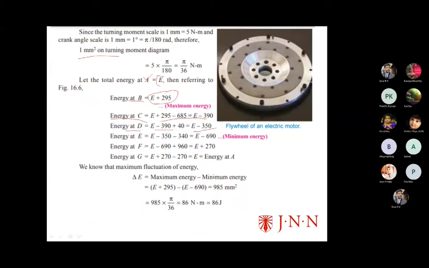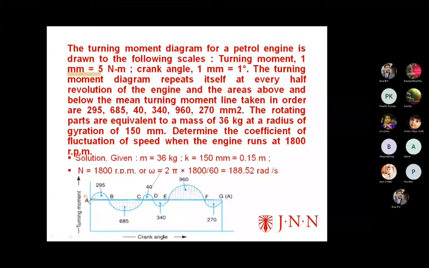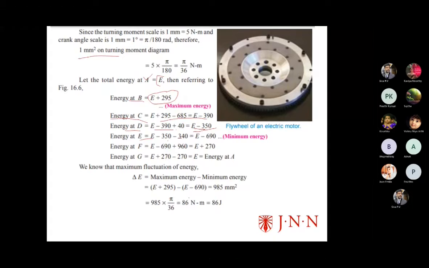Similarly, energy at point E: take the previous value, E minus 350, minus 340, since it is down. So E equal to E minus 350 minus 340, which is E minus 690. Now energy at F equal to E minus 690 plus 960, equal to E plus 270. Energy at G is E plus 270 minus 270, equal to E.